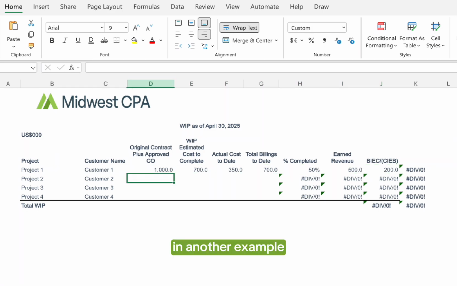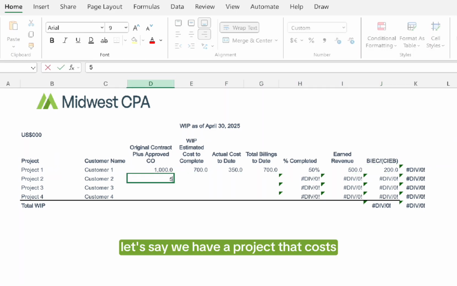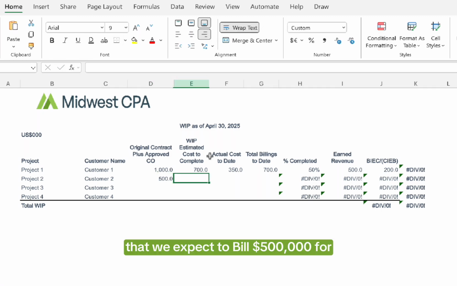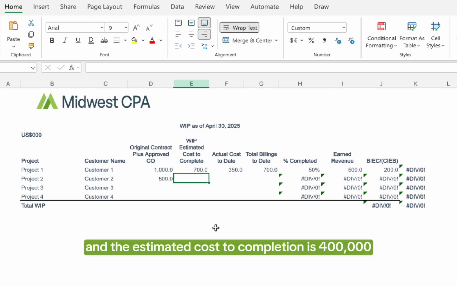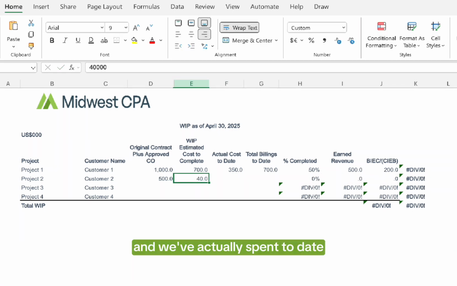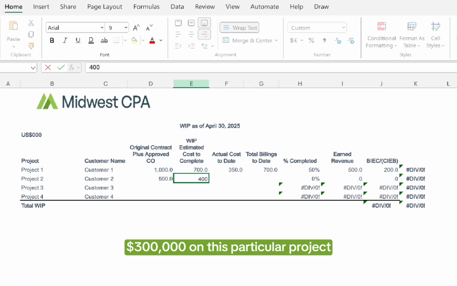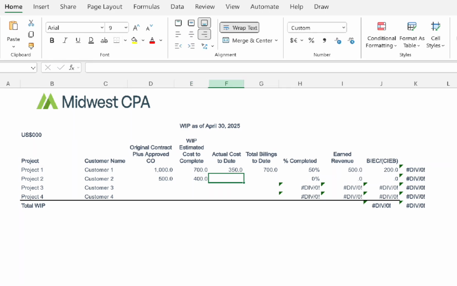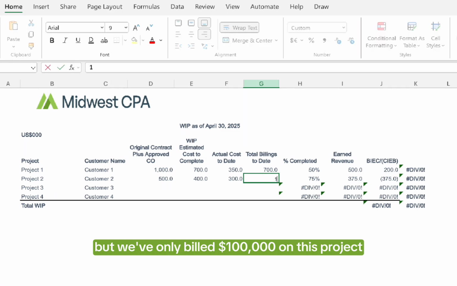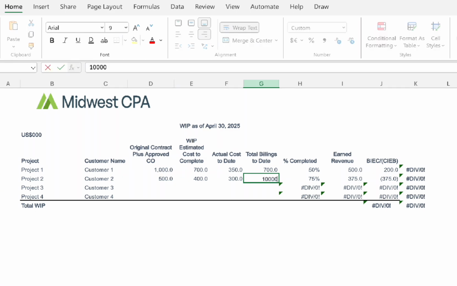In another example, let's say we have a project that we expect to bill $500,000 for, and the estimated cost to completion is $400,000, and we've actually spent to date $300,000 on this particular project. But we've only billed $100,000 on this project.